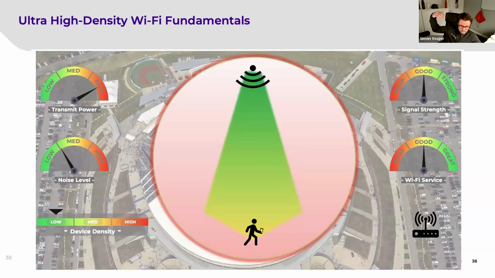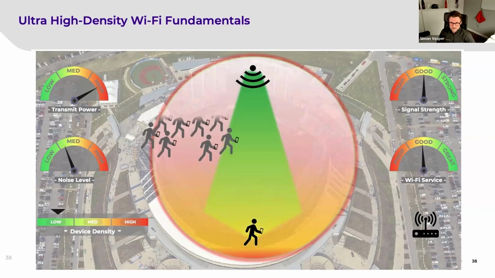The only way that we're going to make sure they get a half decent service is we have to turn the power up on that access point, right? So we have to beam a strong signal down to the user, which is all well and good.